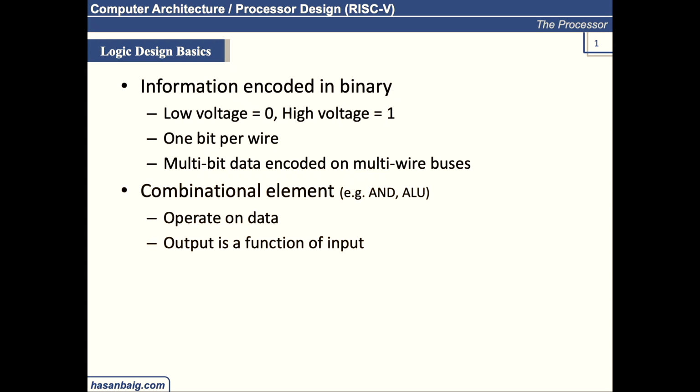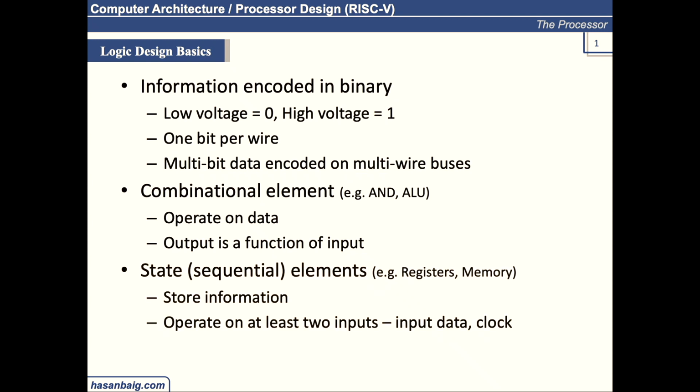We have also talked about combinational elements like AND, ALU. It operates on the data. Output is a function of input. And the sequential elements, also called the state elements, like registers or memory, we use those elements to store information, and they operate on at least 2 inputs: the actual input data as well as the clock. And we have already discussed why we use the clock signal: to synchronize the activities, synchronize the multiple outputs that it can produce.